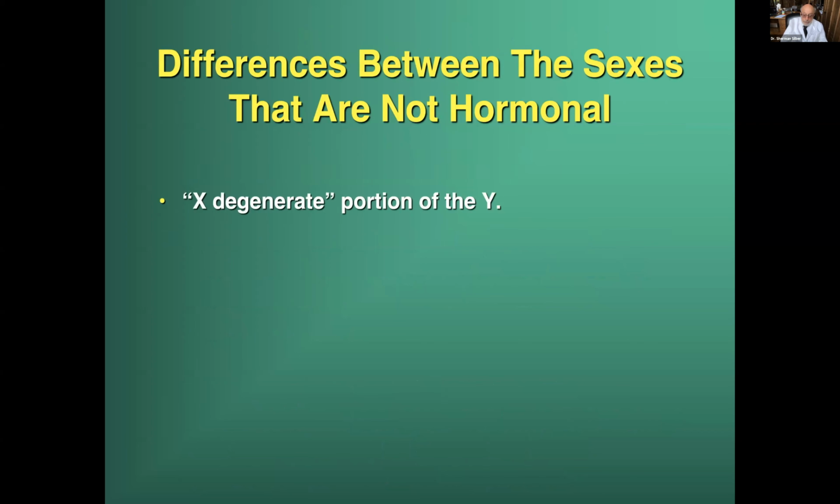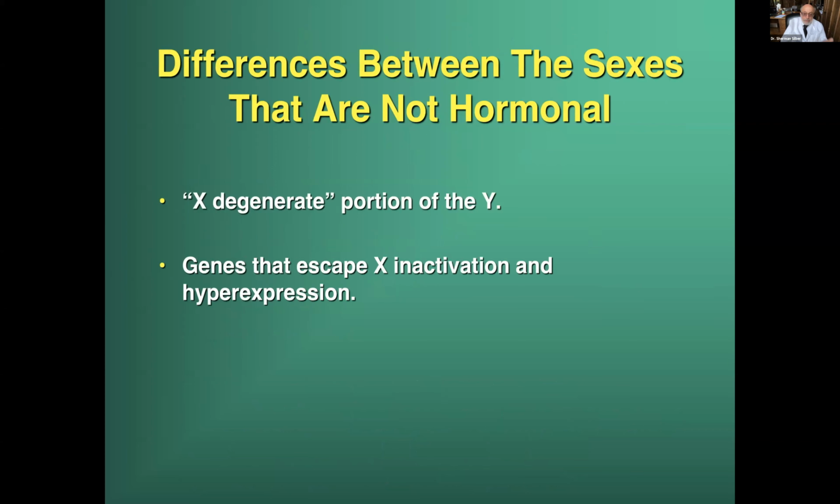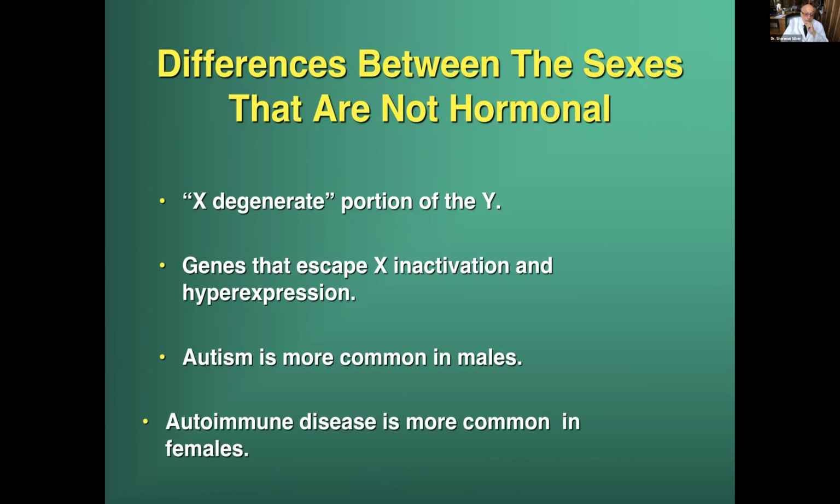The X-degenerate portion of the Y is going to be different in men than in women, especially if they escape X inactivation and hyperexpression. Autism is more common in males. Could that be from the dark side of the X? Well, actually, now we have evidence it may be really related to the Y chromosome X-degenerate genes. And autoimmune disease is more common in females. Well, all this could be related to the fact that there are differences between the sexes that are related to the X and the Y chromosome, but are not hormonal.